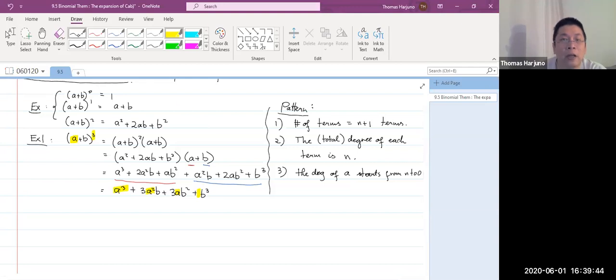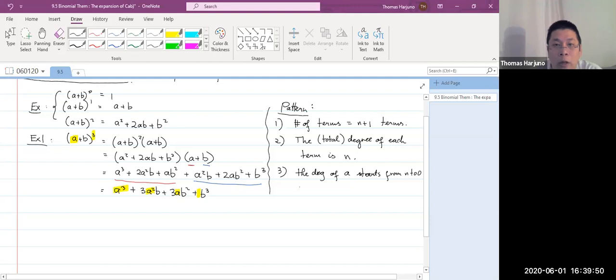Okay, and the degree of b, the second term in the binomial grouping, starts from 0 to n instead. Notice that the total degree has to be n, right? So the first term, the total degree is n, comes from a to the n, b to the 0, while the last term is a to the 0, b to the n.